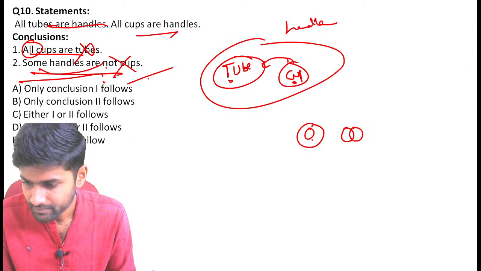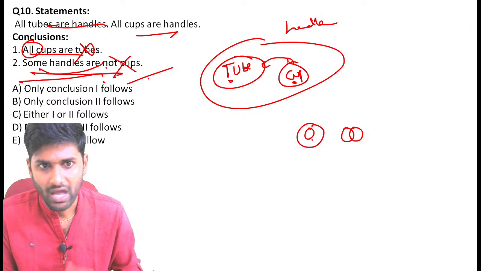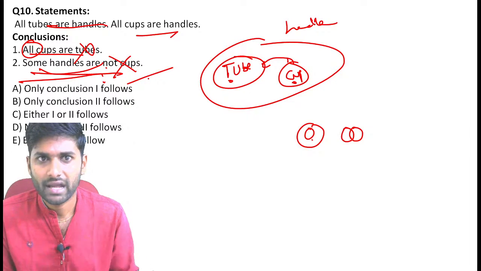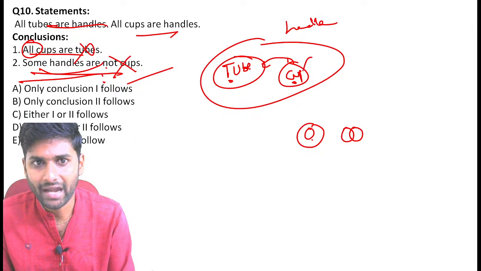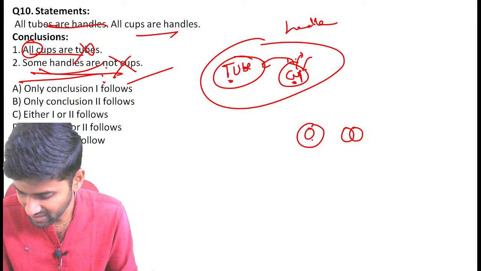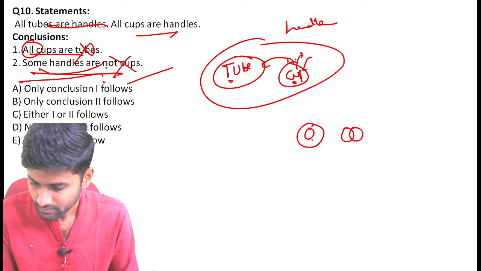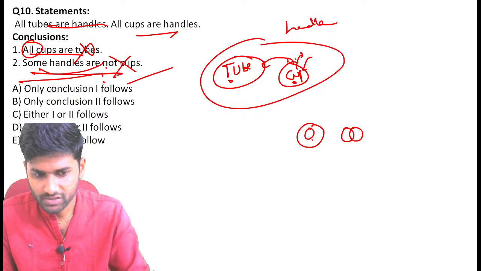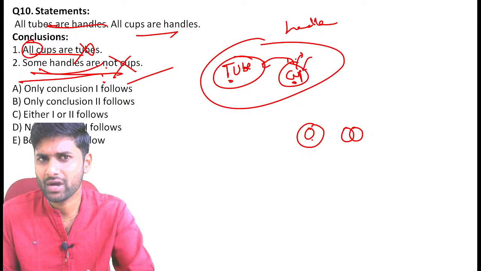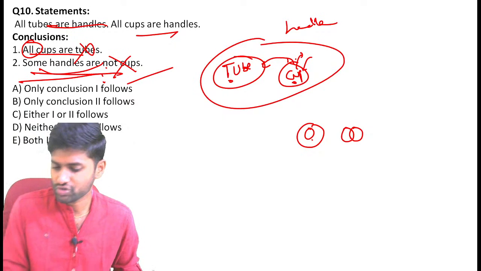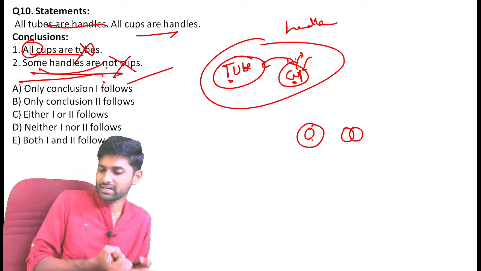No clear? We can assume all relations, which means I can replace all handles with cups. I can replace all cups with handles. We have an assumption. Just go through that. So without seeing any direct conclusion, I mentioned that a positive statement is always connected to a positive conclusion, and a negative statement is always connected to a negative conclusion. Right?